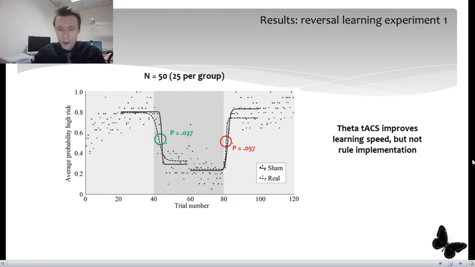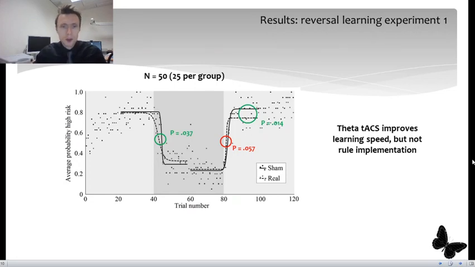However, when we look at the very last block, we see that people who received the real tACS didn't use as much high risk as the people who received the sham stimulation. And that is interesting because in the last block, you should take the high risk. That means basically that the rule to use a lot of high risk wasn't that well implemented at the end by the people who received real stimulation. So although tACS improves learning speed, it's not necessarily good for the rule implementation.